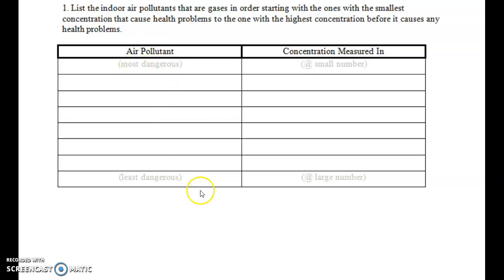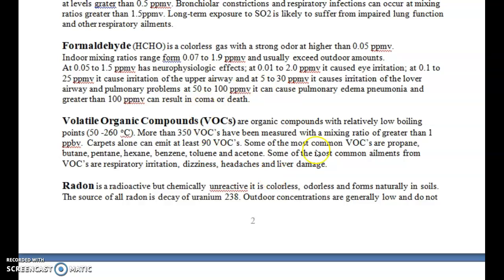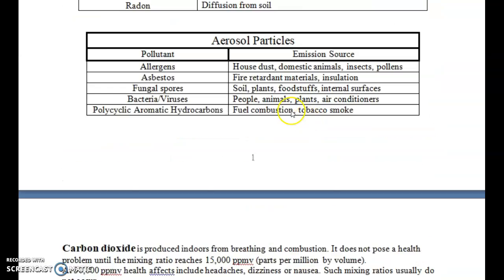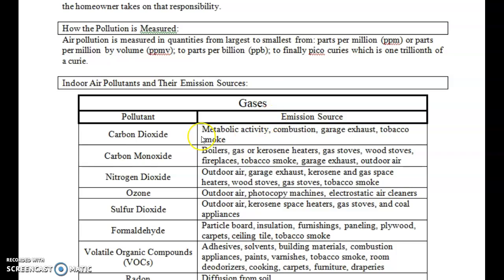Now, of course, if you look over here, this is another guidance for you. You can list the most dangerous one over here and the concentration. The most dangerous one, which with even a little amount of concentration can cause a lot of health problems, will go over here. And the least dangerous one, which needs a lot of concentration to cause a health problem, goes over here. You can arrange the order as you see fit. You can use the information from here and the first page to complete this activity.